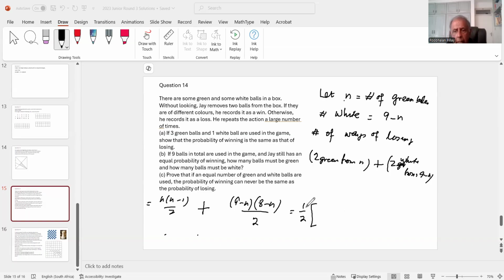The half comes out, so you have n squared minus n, and you have to expand all this. You get 72 minus 17n plus n squared.